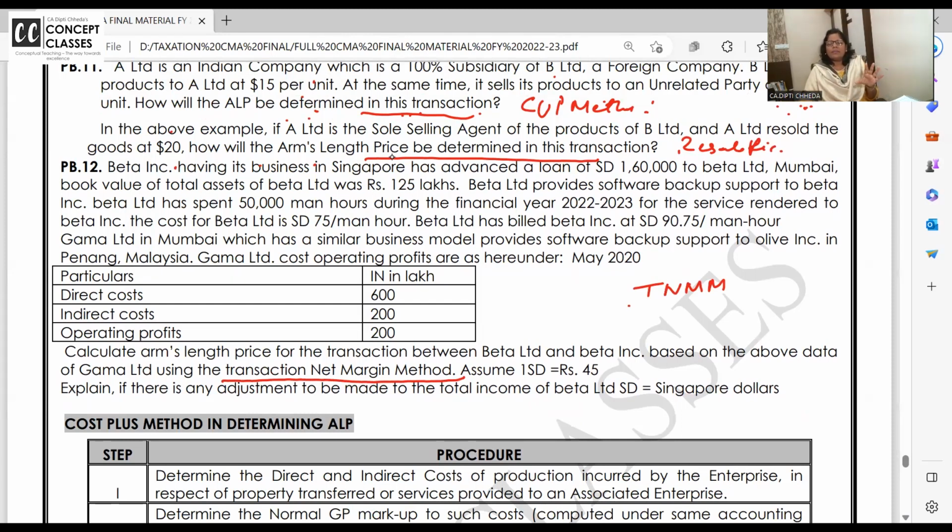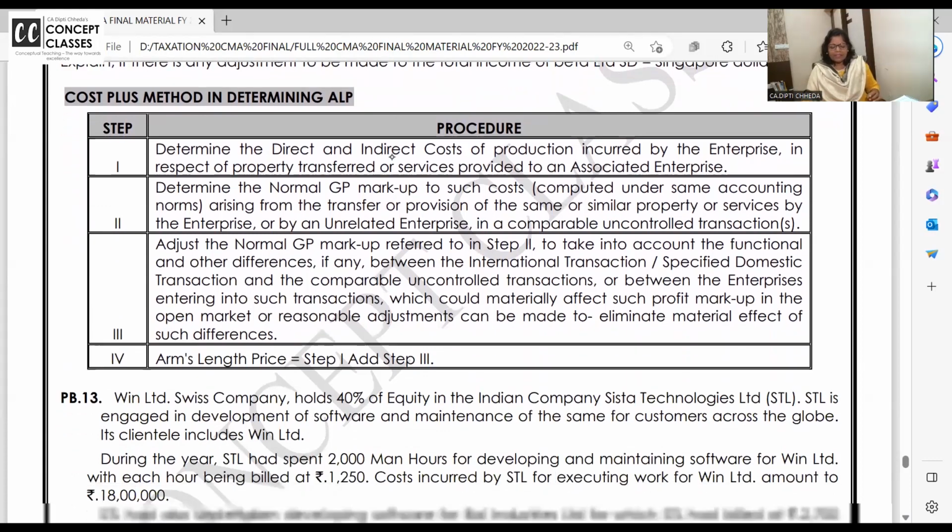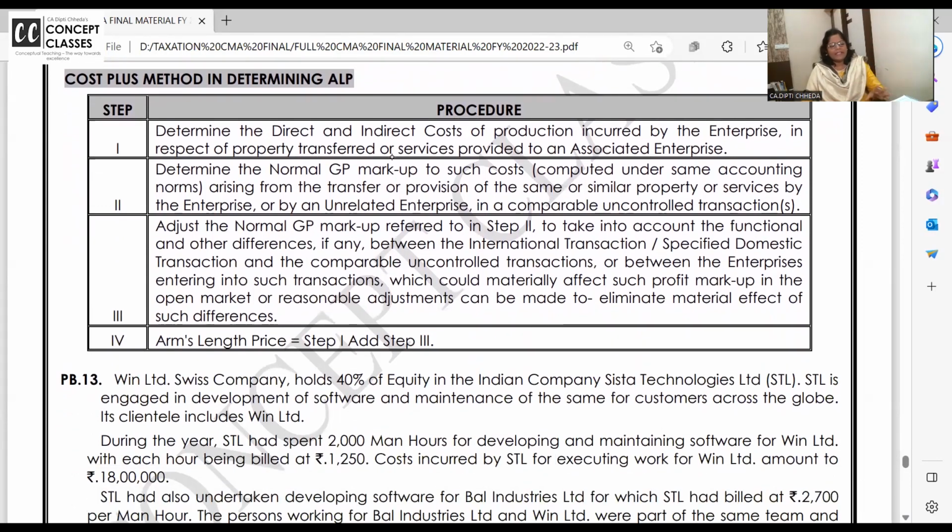Which methods have we completed until now? CUP method and RSP method. Right now, the next method I'm taking up, all of this is based on your costing. And I think you have transfer pricing in other subjects also, no? SFM, SPM, somewhere you must have it.